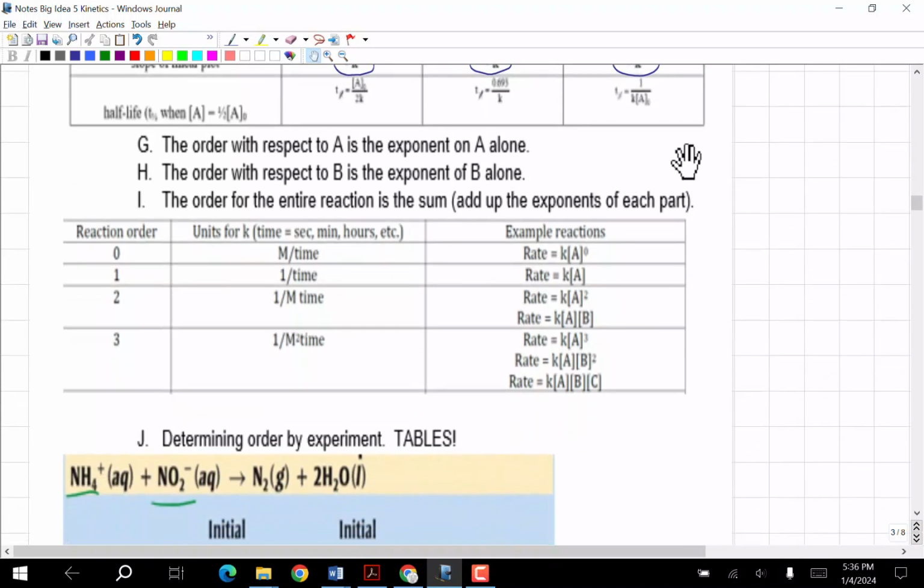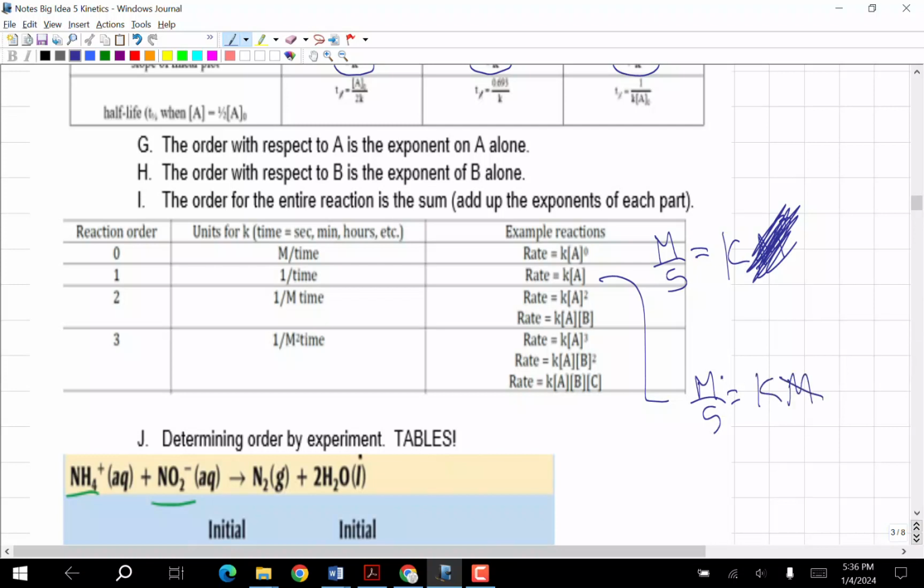Units for K, you can do math to figure this out. So if you remember, I tend to do the math on this. Rate is most typically molarity per second. So molarity per second equals K times molarity to the 0. Anything to the 0 power also loses its unit. It becomes 1. Even the unit becomes 1, so there's no unit. So that's why K is molarity per second, right? If I'm looking at the second one, it would be molarity per second equals K times molarity. Well, see, my molarities will cancel out. I'm going to get 1 over time.